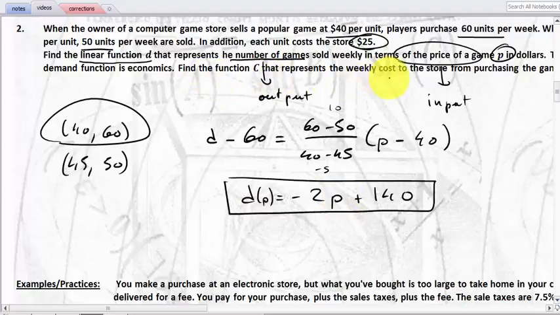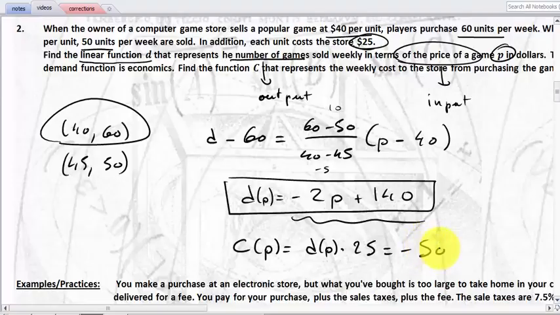Find the function C that represents the weekly cost to the store from purchasing the games. So that's the number they will purchase, right? If they sell D, we assume they're going to purchase D. So the cost, called C as a function of the price, is just the number of games, D of P, times the cost to buy a game, which is 25. So you multiply this by 25, so it is negative 50P plus 140 times 25.